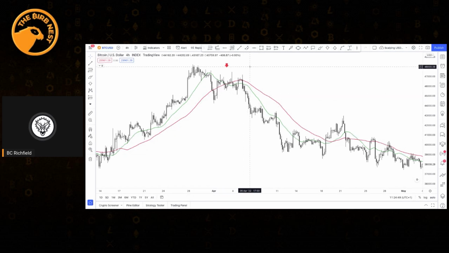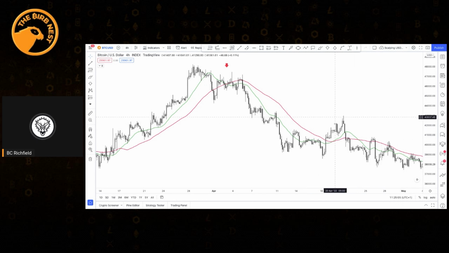What you'll notice here is once we get into this downtrend, we get this golden cross or bullish cross here, all right? Now, what we can see is we get the cross, but price pulls back through the moving averages and continues its bearish trend.